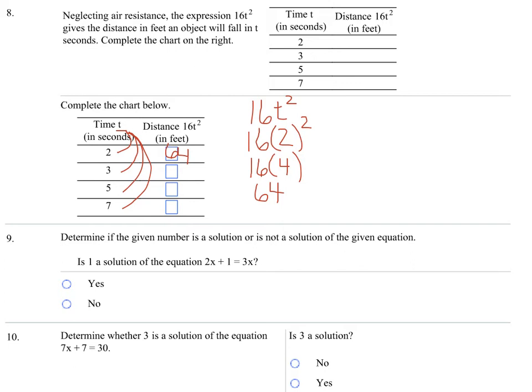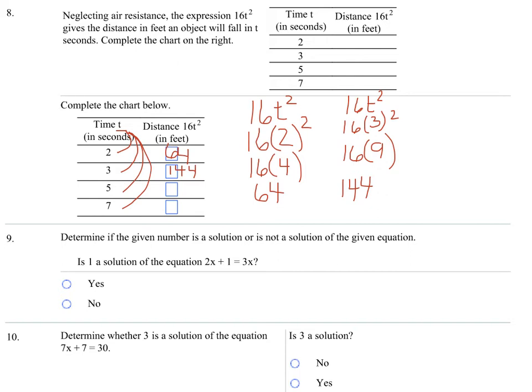Now let's find out how far an object will fall after 3 seconds. So I'll use the same expression, 16t squared, and I'll substitute 3 in place of t, and follow the same steps that I did before. 3 to the second power is 9, because 3 times 3 is 9. And 16 times 9 is 144. So an object will fall 144 feet in 3 seconds.